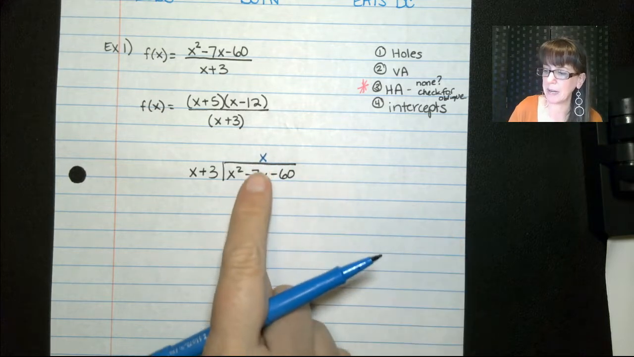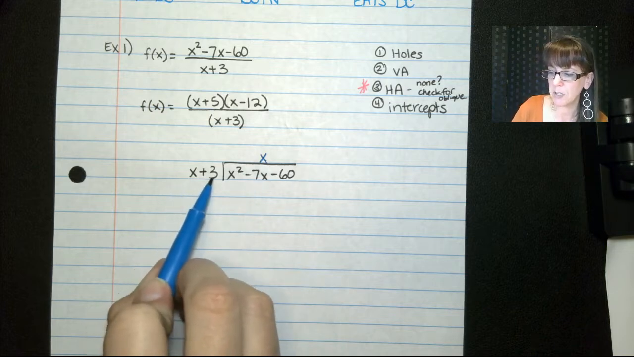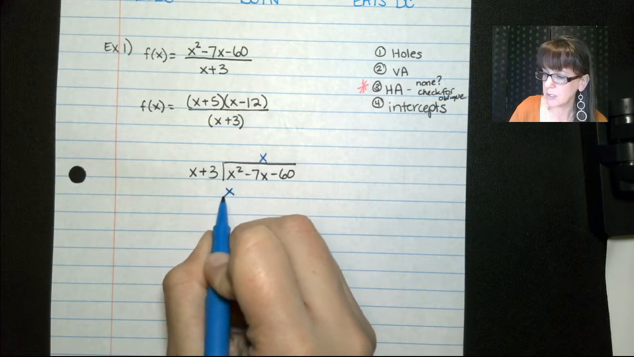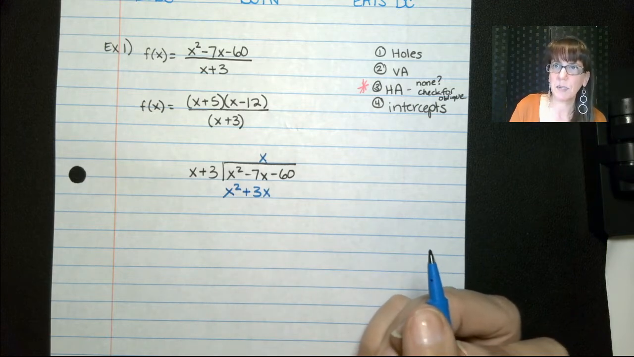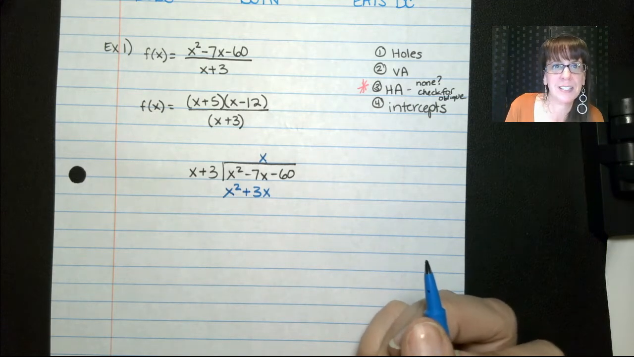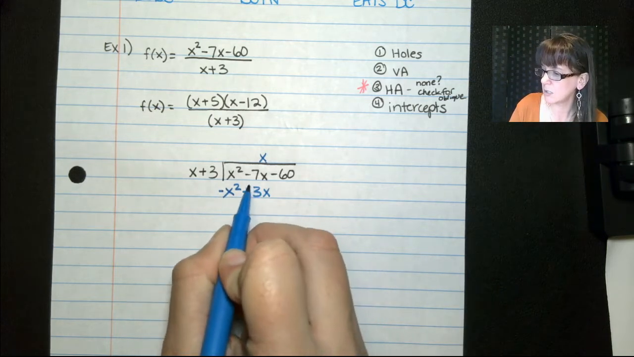Notice I'm lining it up in my x column. You want to be very clear about this. Take this x, multiply it, and distribute it to those two things. We get x squared plus 3x. Now we're going to subtract, and subtracting can be a little wonky. All you're doing is changing signs. So instead of saying subtract, I just say change your signs. So we're going to change our signs.